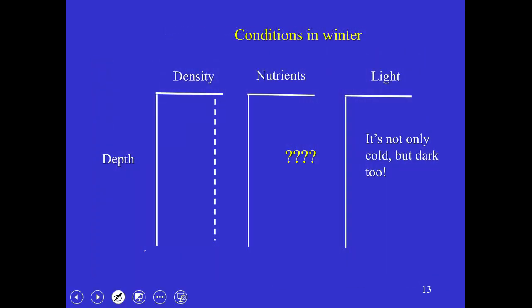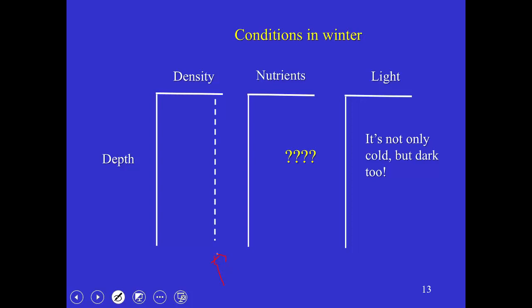Now, this again shows us basically the same thing. The density of the water is pretty constant for a little bit, unclear how deep, but at least 100 or so meters. Light, well, there's not much of it because it's winter. The days are short, and so there's not a whole lot of light.